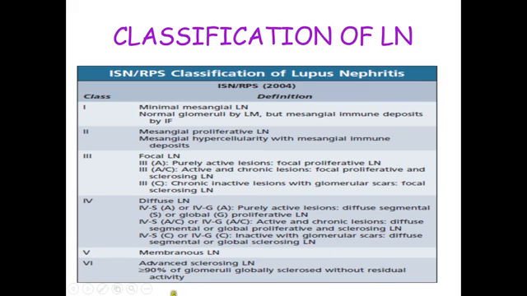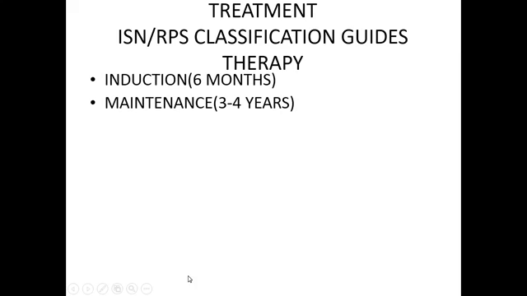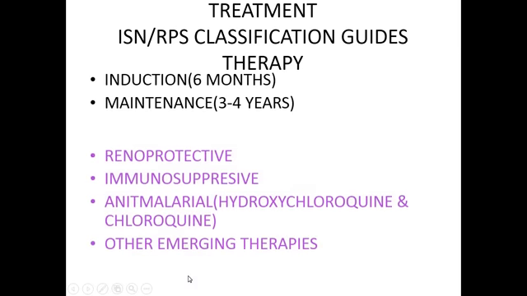So the last one is the sclerosing type. Class 6 is the sclerosing lupus nephritis. So just one slide regarding treatment. It includes your induction and maintenance phase. You need not remember these treatment protocols, just the main headings.